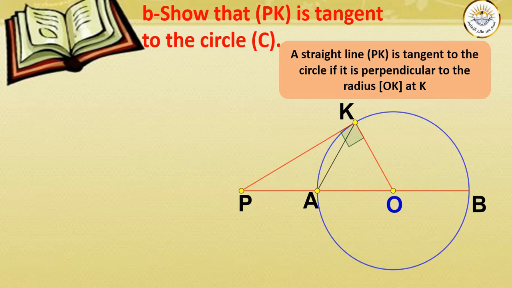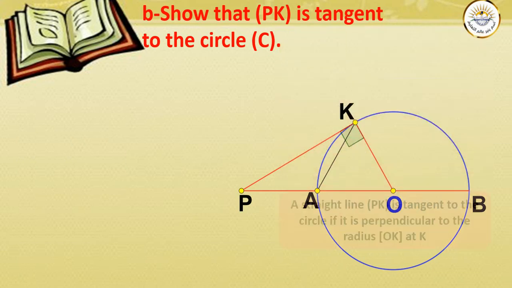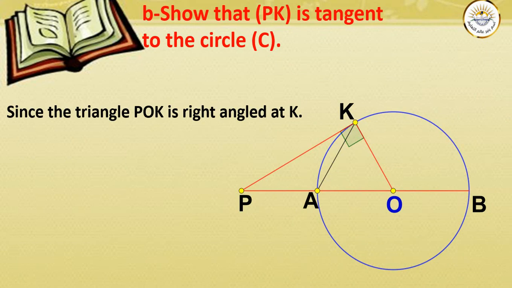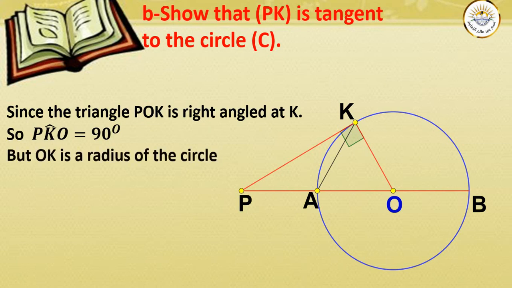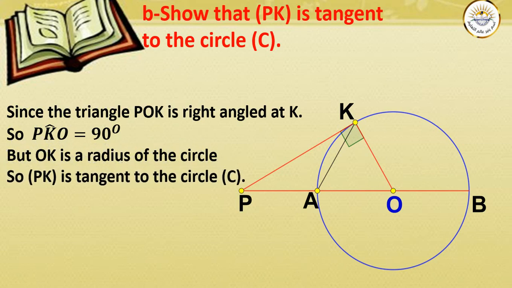So a straight line PK is tangent to the circle if it's perpendicular to the radius OK at K, at only one point, which is K. Since the triangle POK is a right-angled triangle at K, that means the angle PKO at K is equal to 90 degrees. But OK is a radius of the circle, and that means PK is really tangent to the circle C.